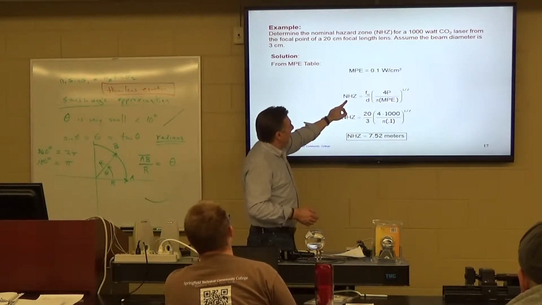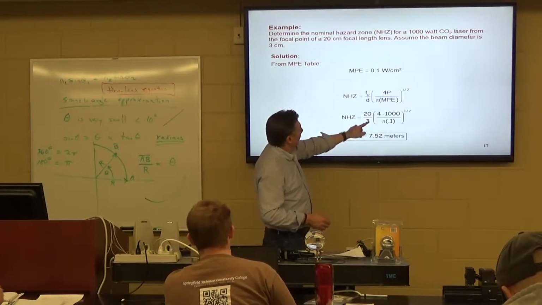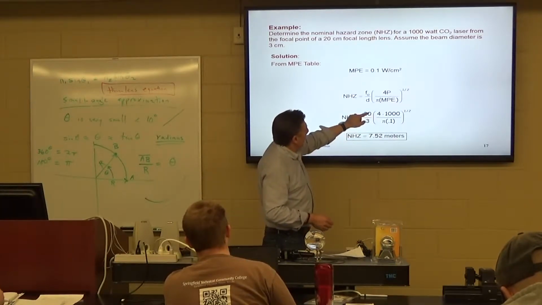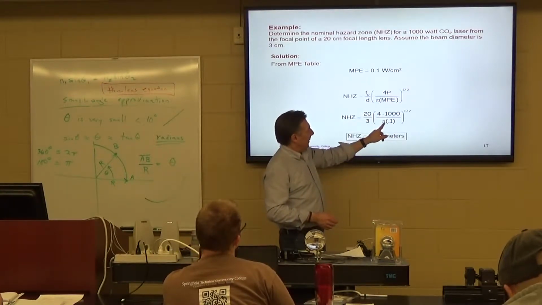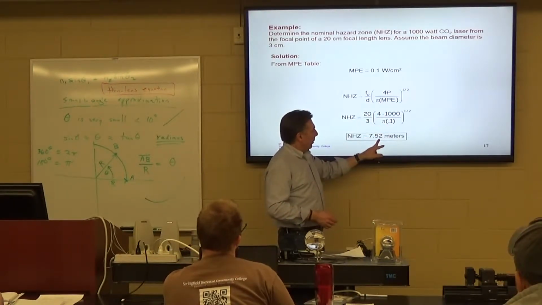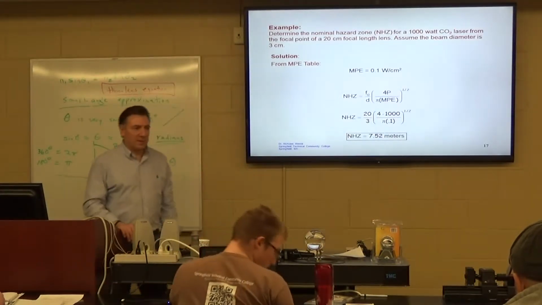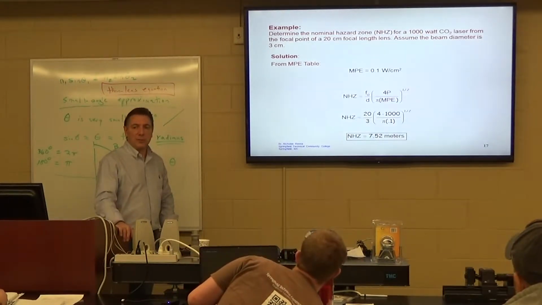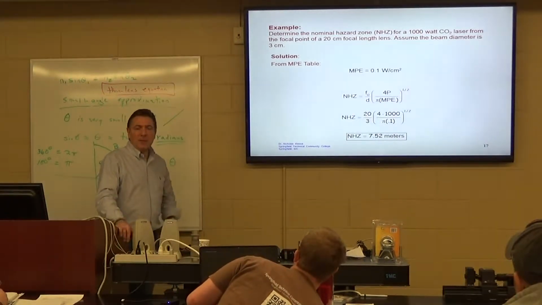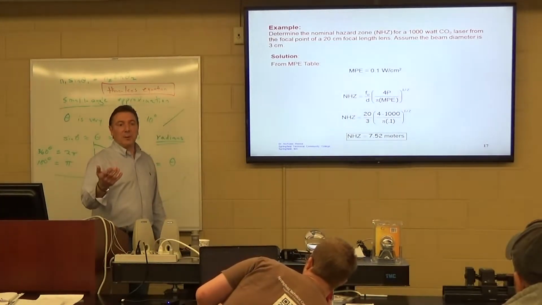If we plug that number into this equation, 20 centimeters, I should have put the centimeters in here, divided by 3 centimeters times the square root of 4 times 1,000 divided by pi times 0.1, you come up with 7.52 meters for this laser. Think about that. How many feet is that, just for the ballpark? 21, yeah, so it's a little over 20 feet away.